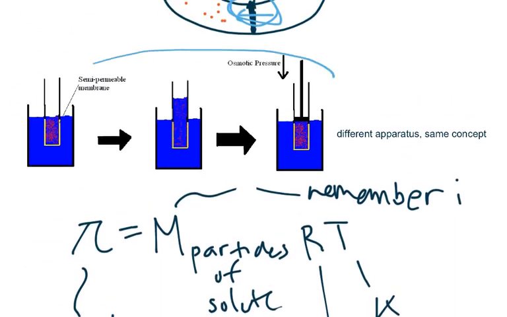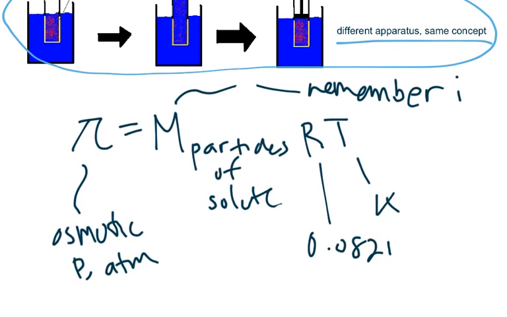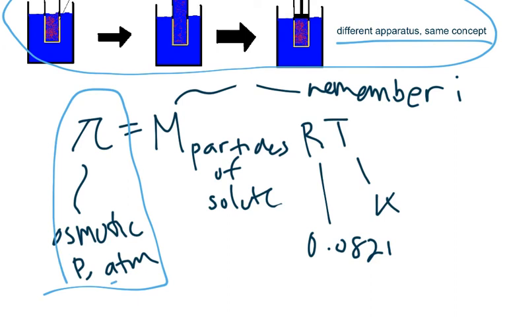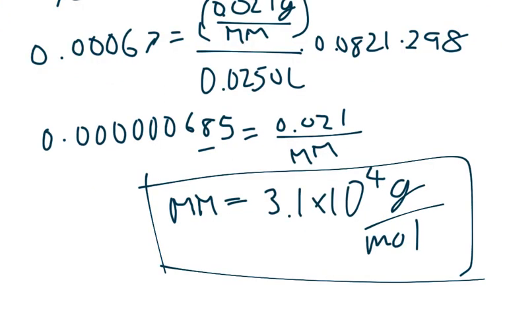Now, this is just another representation of how osmotic pressure works and how it is measured, but it's a different apparatus, with the same concept. Now, the equation is pi, osmotic pressure in atm, equals the molarity of the particles of solute times R, 0.0821, since we're dealing with pressure, times T in Kelvin. Let's try doing a problem.